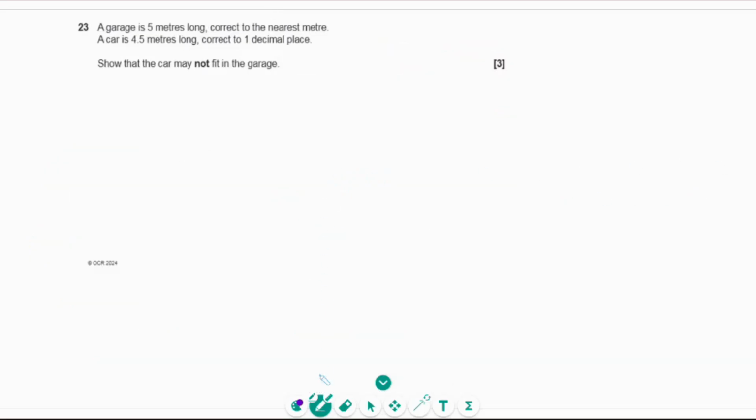Garage is 5 metres long, correct to the nearest metre, so notice this is upper bounds and lower bounds already. Lower bound 4.5, upper bound 5.5. Car is 4.5 metres, correct to the nearest 1 decimal place. So your lower bound for the car, 4.45, upper bound 4.55. Show the car may not fit in the garage.